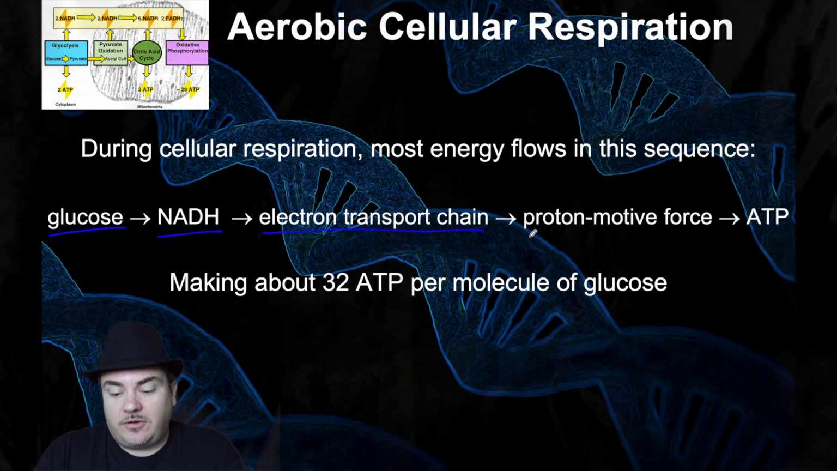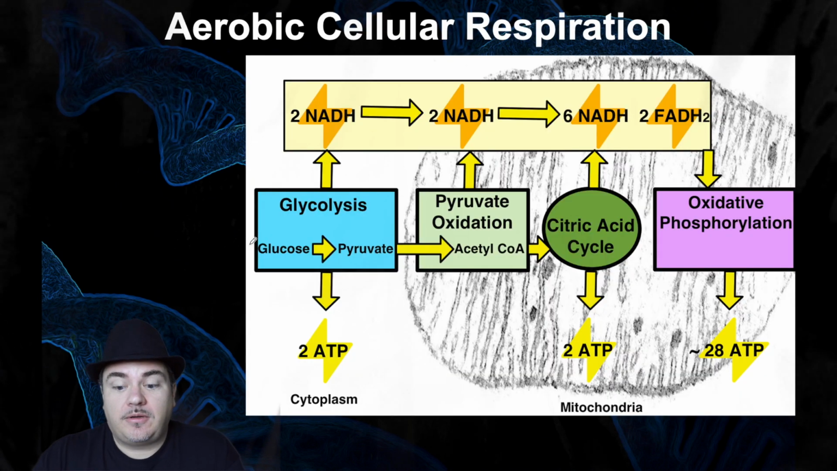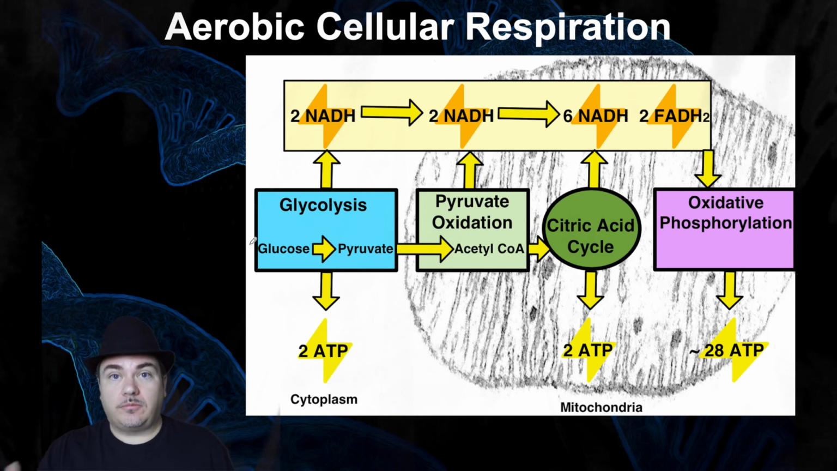From there, that energy goes to create proton motive force. And from there, finally in the end, the energy is going to make ATP. From one molecule of glucose through aerobic cellular respiration, you make about 32 ATP molecules. So one more time, the big picture. Okay, remember, this is the first big picture I showed you when we were beginning to learn about aerobic cellular respiration. Now it should start to make a lot more sense.